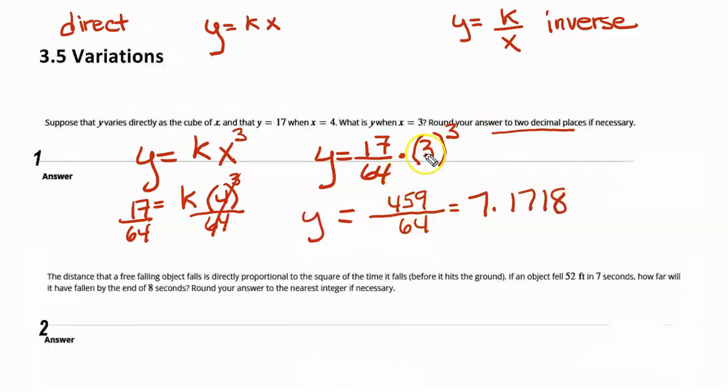So 3 to the third is 27. 17 times 27 is 459. Divided by 64 is this. To round to 2 decimals, we go to our third, which is a 1, so we just drop it. And this will be the answer to number 1. And again, these are right from the practice and are very similar to the certify.